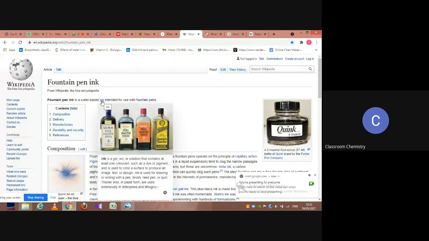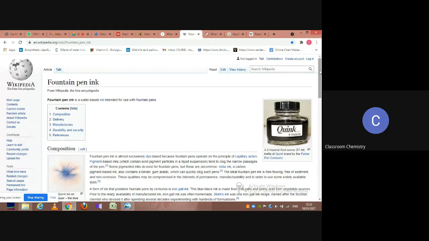आता इंक म्हणजे काय? So ink is a gel or solid or a solution that contains at least one colorant such as a dye or pigment and is used to color a surface to produce an image, text or design. ठीक आहे, इंक म्हणजे काय? जेल असेल किंवा सोल्युशन असेल ज्याच्यामध्ये एक कलरंट असतो. दॅट कलरंट इज फ्रॉम द आयदर डाय और पिगमेंट. तुम्हाला डाय माहित आहे, पिगमेंट पण माहित आहे. ओके, and this color is used on a surface to produce an image or text or design. Clear? So what is the composition of ink?